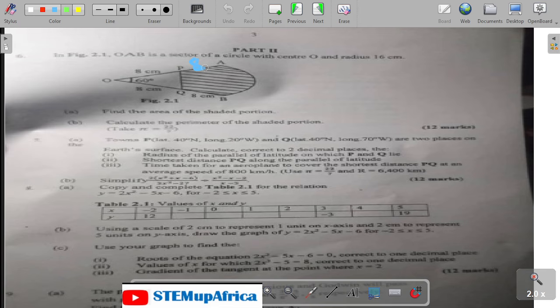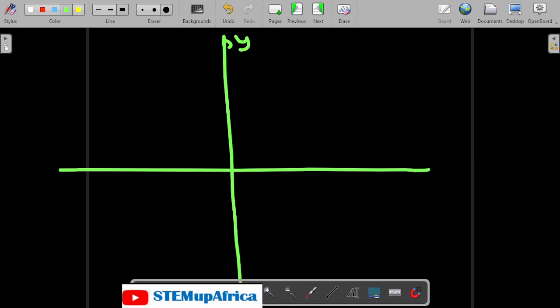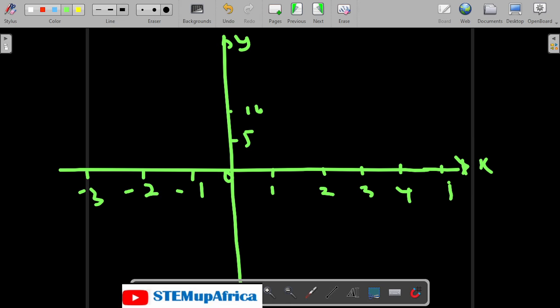Question 8b says use 2 centimeter to 1 unit on the x-axis and 2 centimeter to 5 units on the y-axis. Draw the graph. So you should be able to plot this graph by drawing your y-axis and x-axis. Here is y, and here is x. 2 centimeter to 1. Here, for every 2 centimeter, you put 1, minus 1. Here is 0, minus 2, minus 3. 2 cm equals to 5. Here is 5, 10, 15, 20, minus 5, minus 10, minus 15. So when minus 2 is 12, so above 10, 1 just a little bit above, there below 5, close to 9, close to 10.